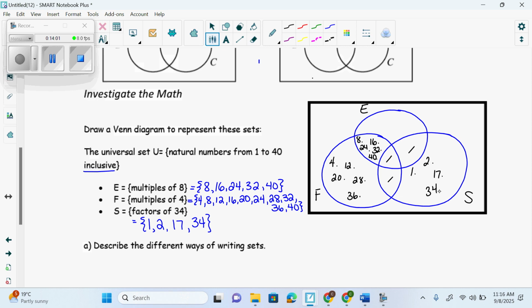Right? So 1 is listed, 2 is listed, 3 isn't, 4 is listed, 5 isn't, 6 isn't, 7 isn't, 8 is, 9 isn't, 10 isn't, 11 isn't, 12 is, 13 isn't, 14 isn't, 15 isn't, 16 is, 17 is, 18 isn't, 19 isn't, 20 is, 21, 22, 23, 24 is, 25, 26, 27, 28 is, 29, 30, 31, 32 is, 33, 34 is, 35, 36 is, 37, 38, 39. Right?